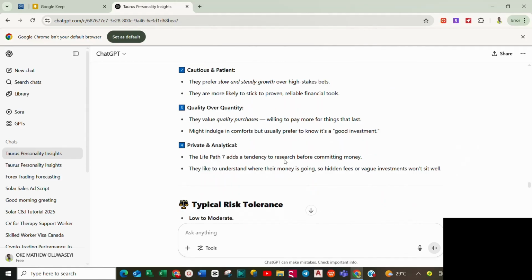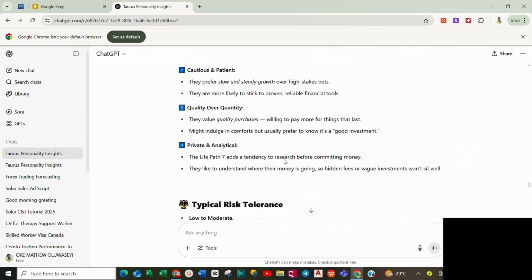No, no, no. They don't choose anything anyhow. It must always be quality. They value quality purchases. They might indulge in comfort, but usually prefer to know it's a good investment before they trust. Then they are practical, with a tendency to research before committing money.